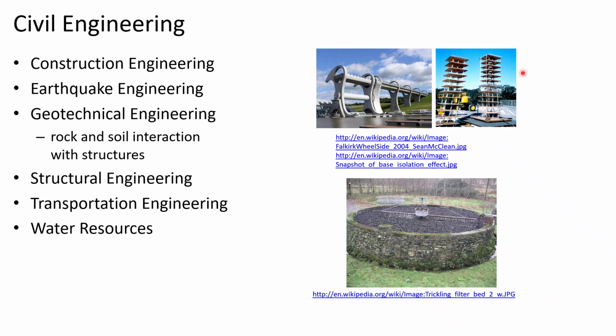Individuals with a degree in civil engineering might be involved in any of the areas that you see listed here. For example, they might be involved in construction engineering, which is the design, planning, and construction of a building. It can ultimately even involve the management of the structure.